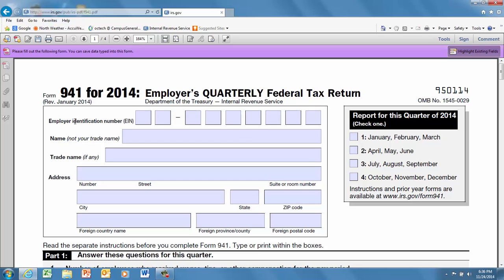Alright, so the first thing is the employer ID number, and here they just used a made up number, so I put in the 0, 0, 0, 0, 0, 6, 5, 0, 9. And I tabbed between each of those. Okay, the name is Carlos Cruz. The trade name of the company is the Cruz Company.